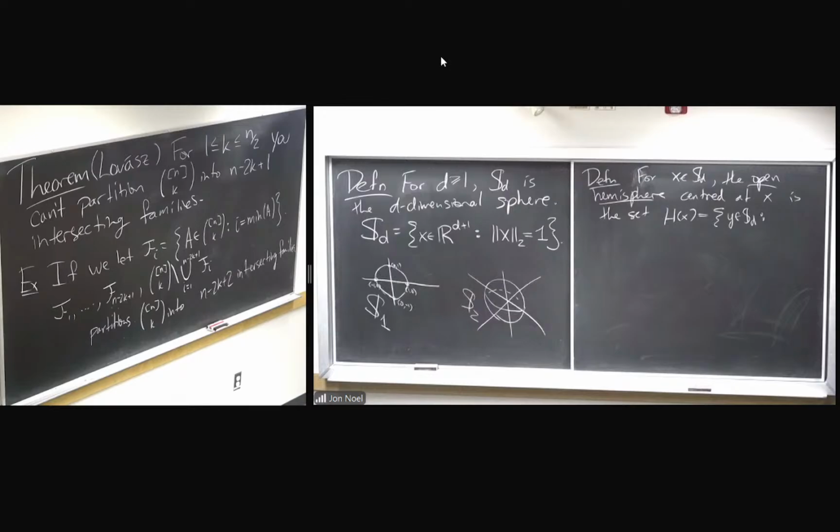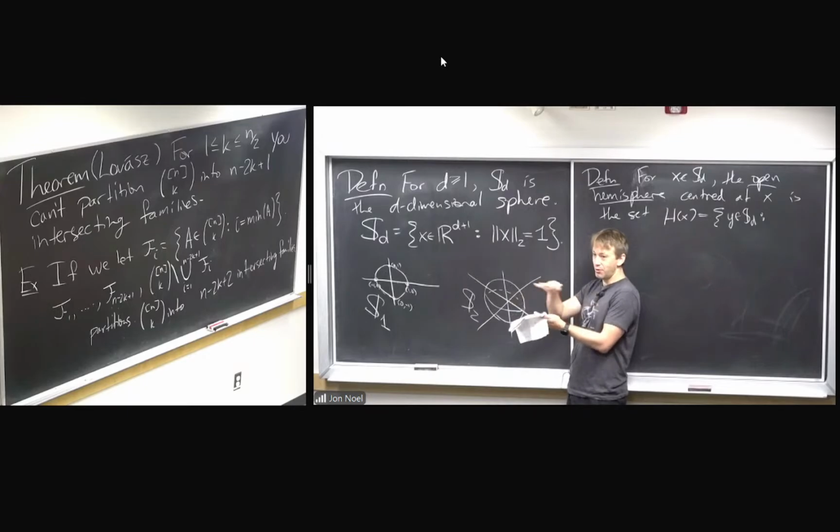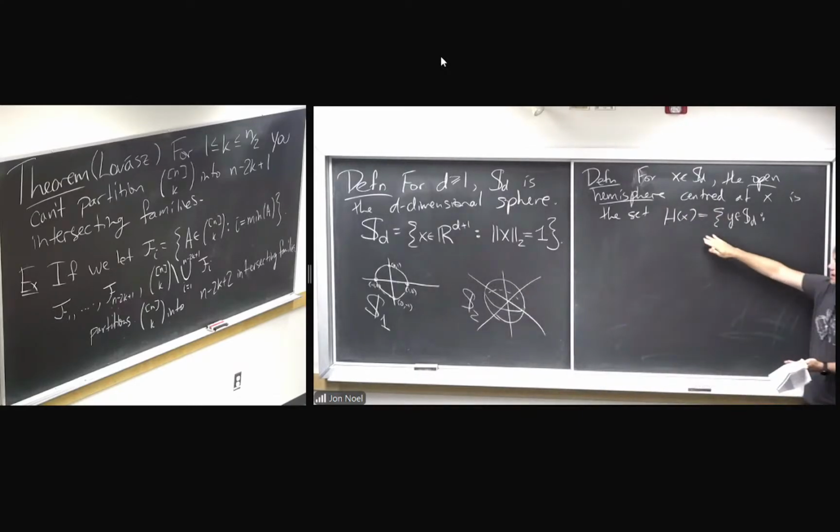Think about the globe, right? You have the North Pole, which is a point on the sphere. Think of the globe as a sphere. You have the northern hemisphere, that's the stuff above the equator, right? So if we think of x as being the North Pole, x could be anywhere on the sphere, but think of x as the North Pole, then the hemisphere centered at x is everything on that side of the equator.